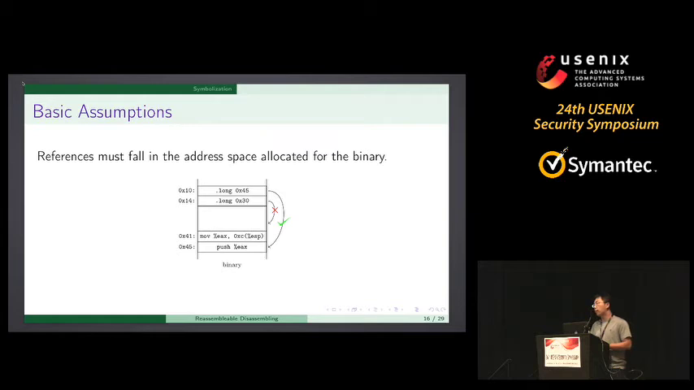For the first one, even though a process would occupy a large amount of memory space during runtime, the code section and the data section from its original input binary would only take a relatively small range of memory space. So our first assumption is that, as shown in the graph, a memory reference must fall in the address space allocated for the binary for us to symbolize it.